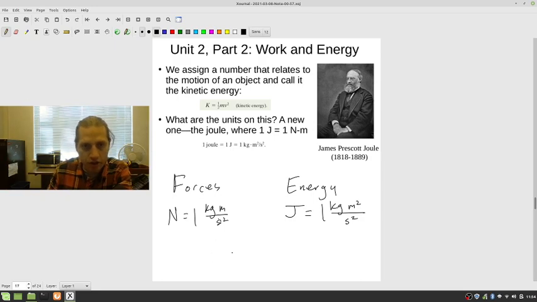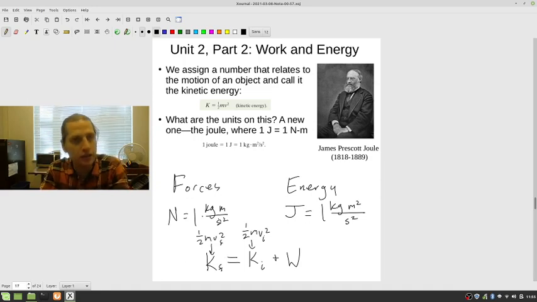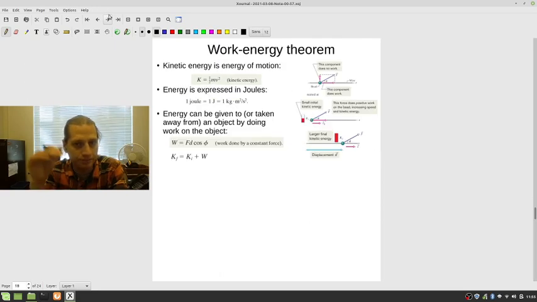So you start out with some kinetic energy, and this is just 1/2 m v initial squared, and then you push on it for a while with a force that does work on the object. And you end up with some final kinetic energy, 1/2 m v final squared. And so when you do work on an object, you change its energy, and that can be seen either as its change in position or its change in speed.